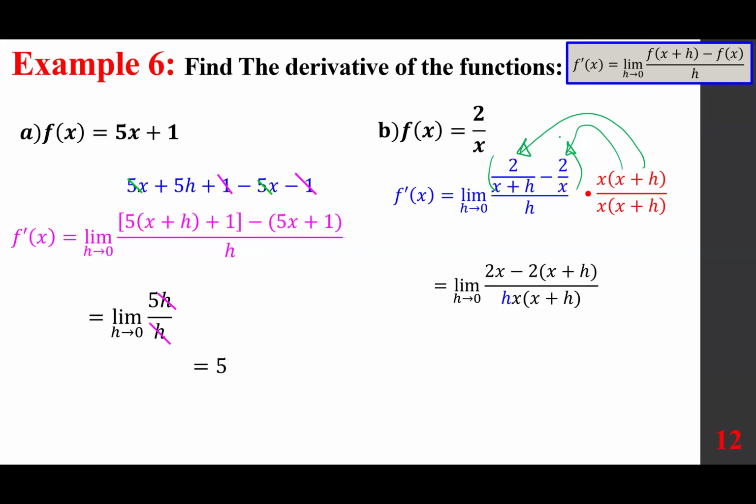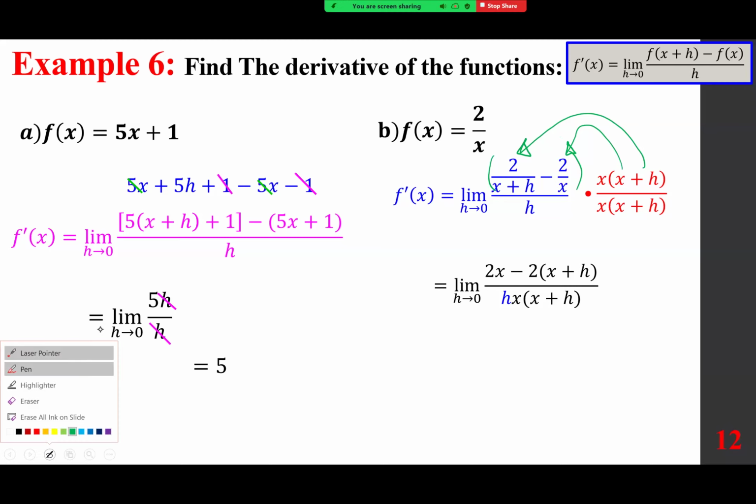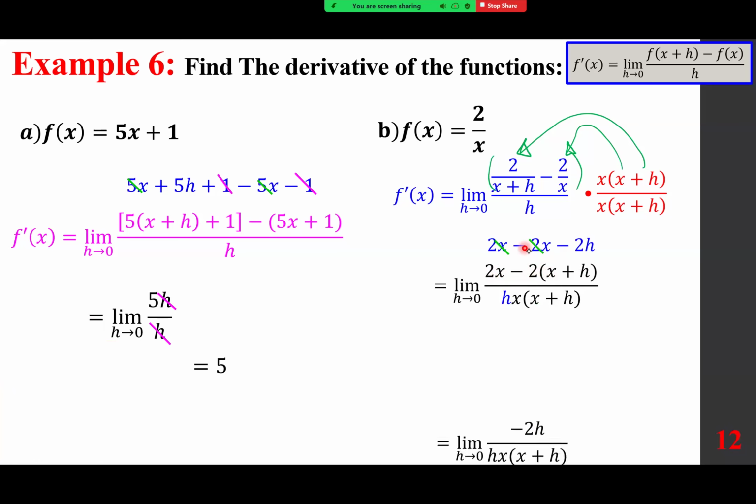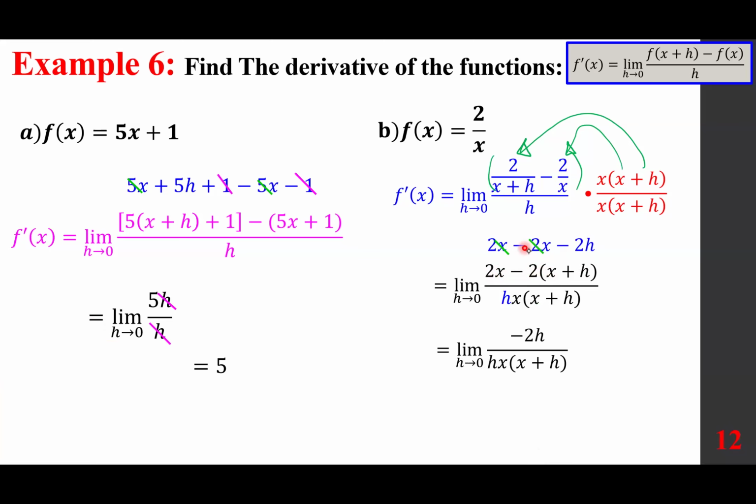Now you're going to distribute. You get 2x minus 2x minus 2h. Clearly, 2x and minus 2x cancel each other. We get rid of the common h.